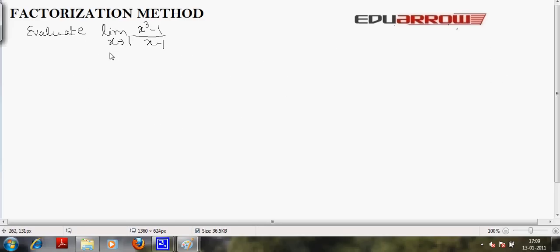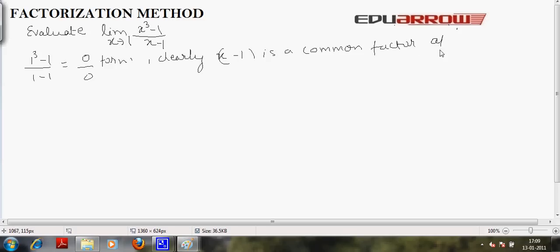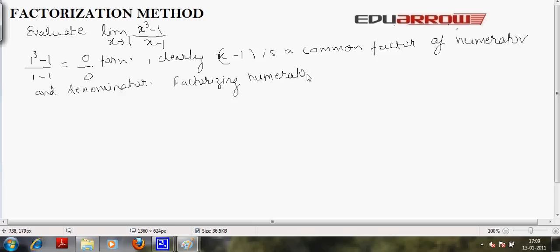In this question, we have to evaluate the limit x tends to 1 of the function x cube minus 1 over x minus 1. Firstly, we apply the limit directly. After applying it, we get 1 cube minus 1 upon 1 minus 1, which is 0 by 0 form. So clearly x minus 1 is a common factor of the numerator and denominator. So factorizing the numerator and denominator, we have limit x tends to 1 of x cube minus 1 over x minus 1.